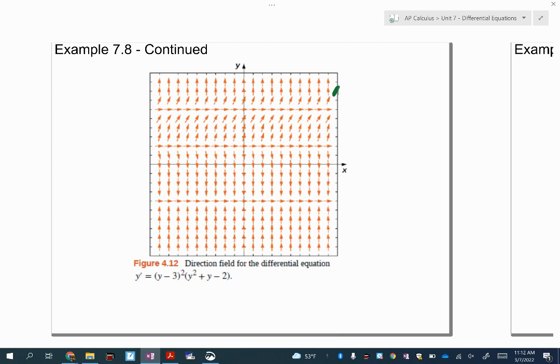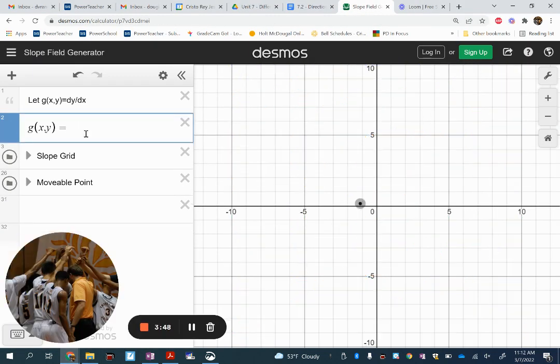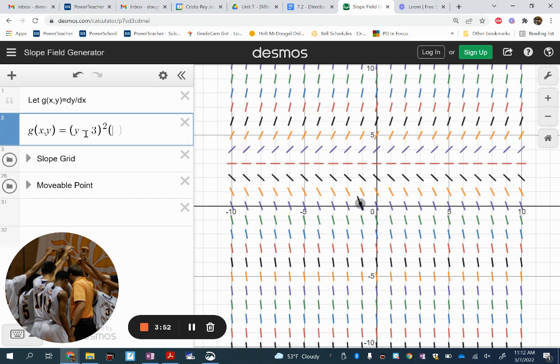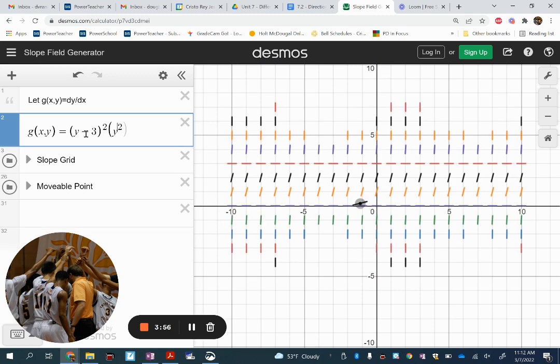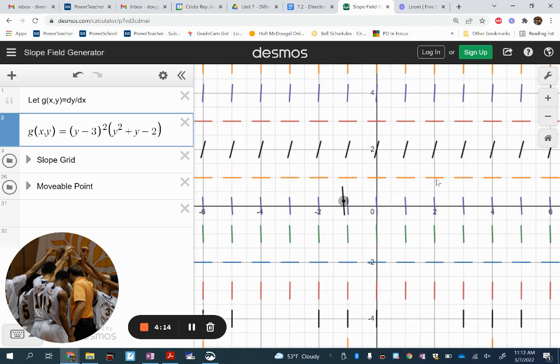And if you go to Desmos, you can actually build one by typing it in. So if I type in y minus 3 all that squared times y squared plus y minus 2, it will give me the same thing. So we have y minus 3 squared, and then y squared plus y minus 2. Make sure I confirm that. There we go. If we zoom in a little bit, you can see our equilibrium solutions at 3 and at 1 and at negative 2, like we already found.